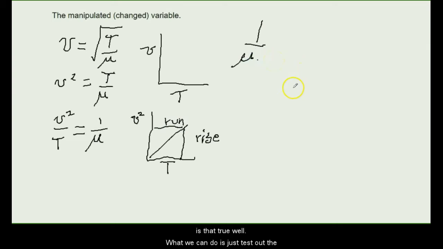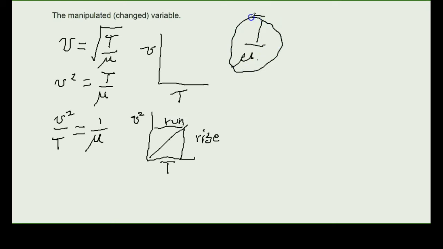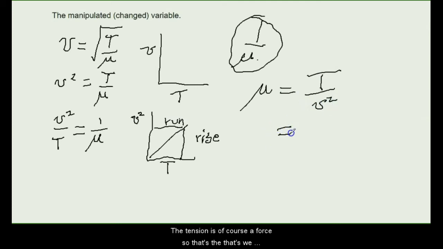Now, is that true? Well, what we can do is just test out the dimensions. Let's look at it another way. If we get the reciprocal of this, we get the linear density is equal to the tension divided by the velocity squared. The tension is, of course, a force, so we can think of that as the mass times the acceleration, divided by the velocity squared.